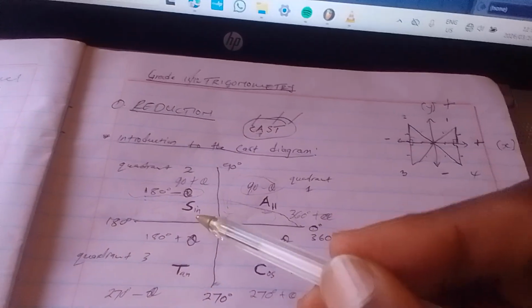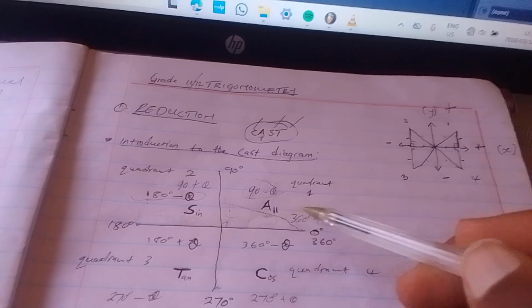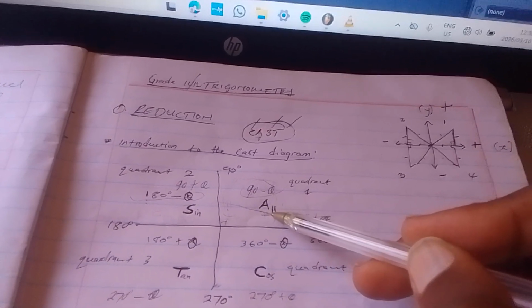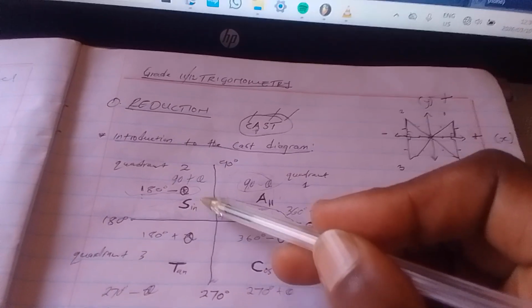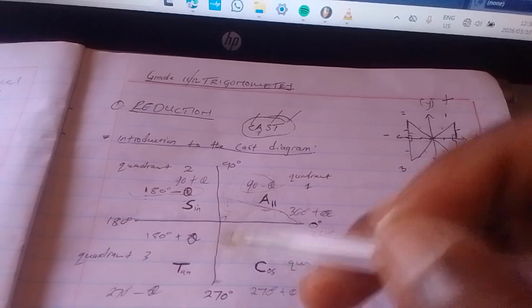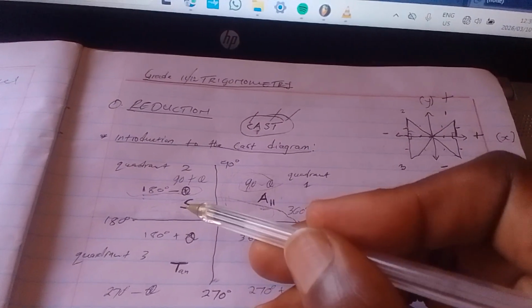So in here, on our first quadrant we said all these trigonometric ratios are positive, so then on our second quadrant only sine is positive and the rest are negative. Our tan and our cos are negative on our second quadrant.